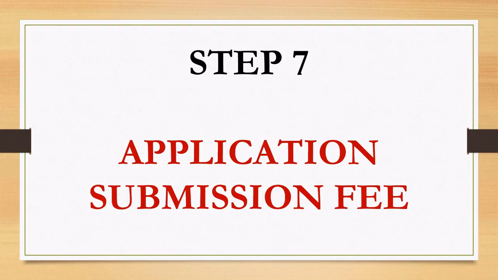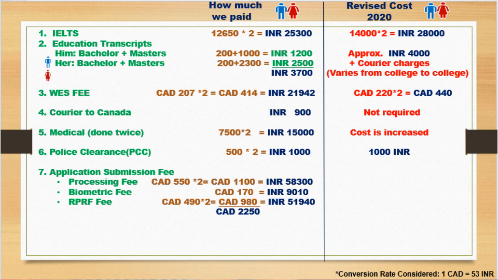So the next step is submitting your application. When you submit your application, you need to pay the processing fee, the biometric fee, and the visa fee, which is also called the right to permanent residence fee. When we submitted our application in January 2019, the processing fee was 550 Canadian dollars per person. The biometric fee was $170, and the RPRF fee was 490 Canadian dollars per person. So the total amount came out to be 2,250 Canadian dollars.